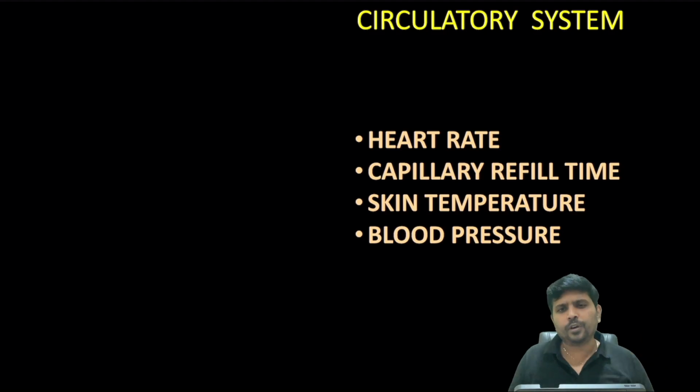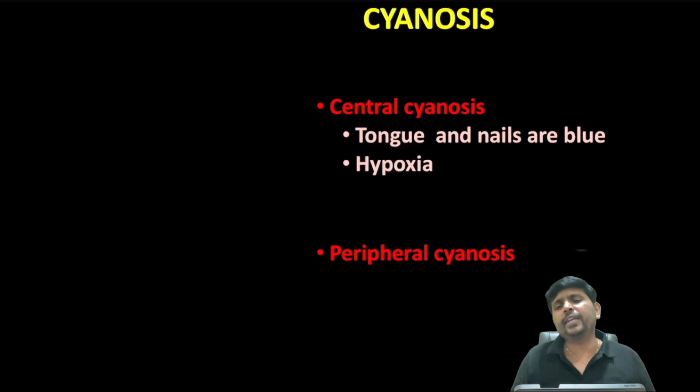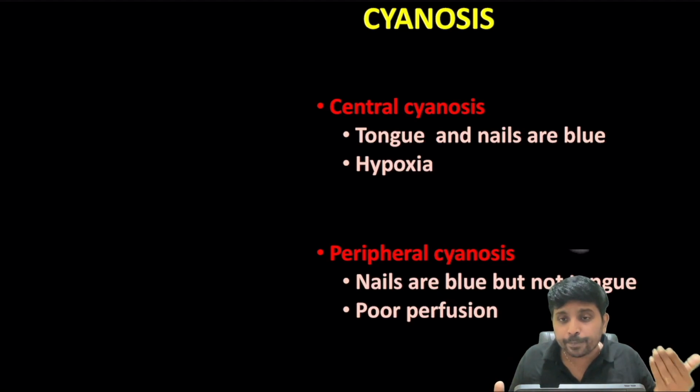Right, and finally, let's come to the circulatory system. We are going to look at the heart rate, capillary refill time, skin temperature and blood pressure. And then you need to look for whether cyanosis is there or not. Central cyanosis means your tongue as well as your peripheries are blue. It is mainly due to hypoxia. Whereas peripheral cyanosis means the tongue is pink, whereas your nails are blue. This is mainly due to poor perfusion. It can occur as a result of shock, or as a result of hypothermia.